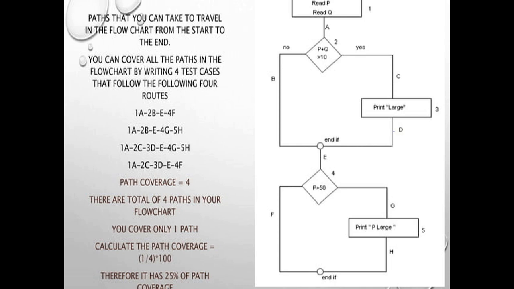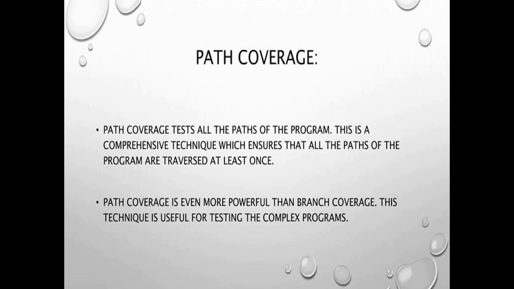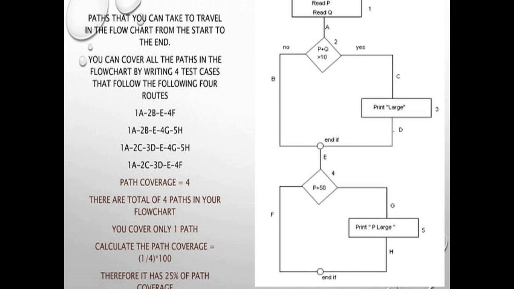Next is the path coverage. Path coverage also deals with the same thing. While going for path coverage, comprehensive techniques ensure that all parts of the program are traversed at least once, right? So it is even more powerful than branch coverage. This technique is useful for testing complex programs. For path coverage, you travel through the flow chart from start to end. Starting from A to the end, you can cover all the paths in the flow chart by writing test cases that follow the following 4 routes, right?